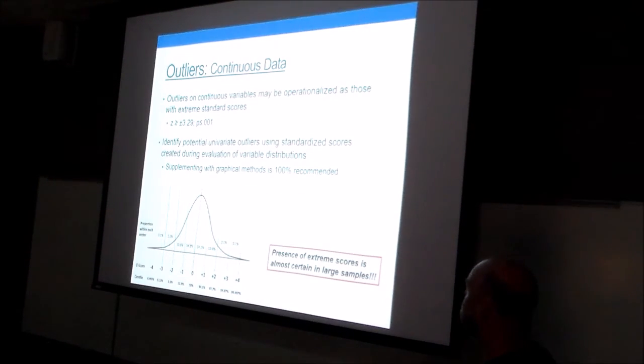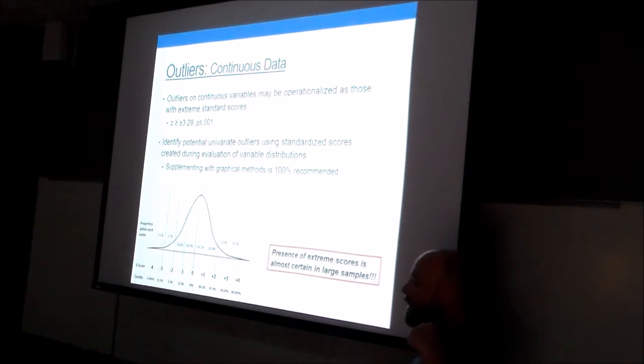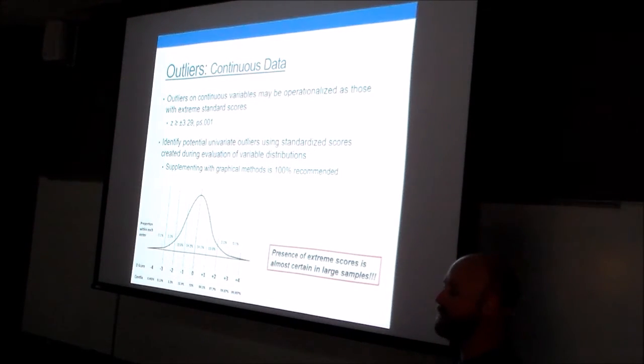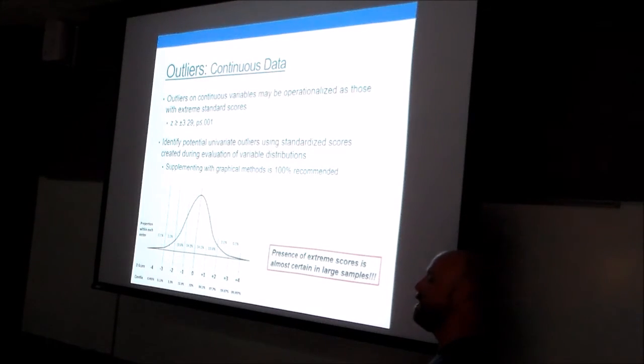For our continuous data, we operationalize outliers as values with extreme standardized scores. We'll talk about standardized scores in the next lecture. But if you remember, read standardized scores basically as units of standard deviation.